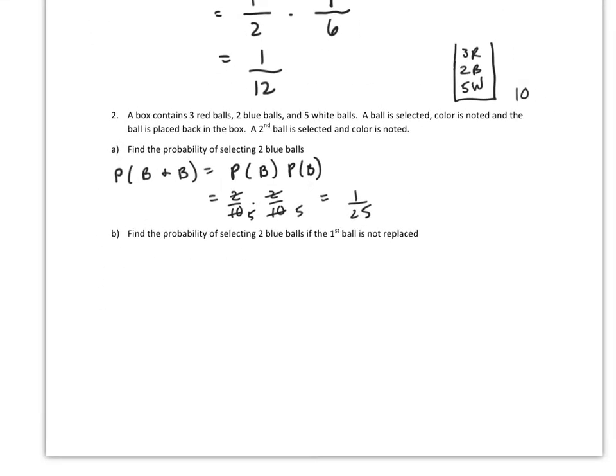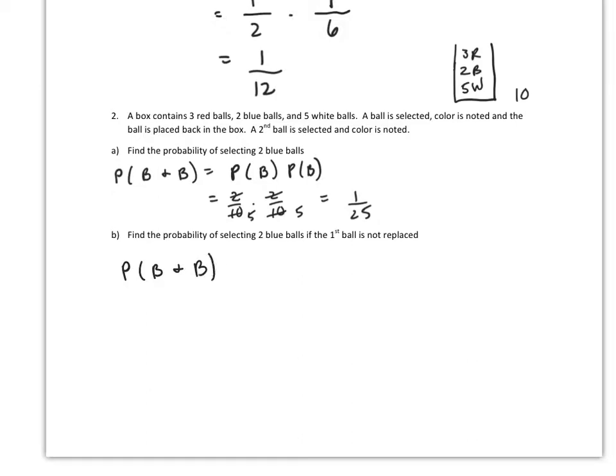Now, same box of balls, and I want to select 2 blues, so probability of blue and blue, but my probabilities are going to change this time. We're still multiplying, but the probability for the first blue is going to be 2 out of 10, but you don't put that ball back in there. Now we only have 9 balls in my box, and how many blues are there? 1. So 2 over 10 is 1 over 5, and that's 1 over 45.